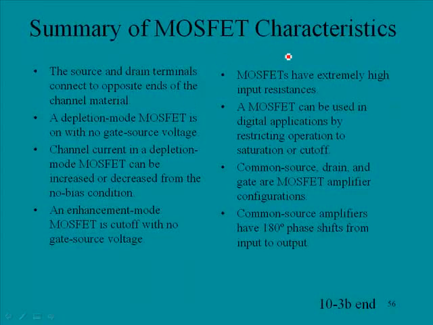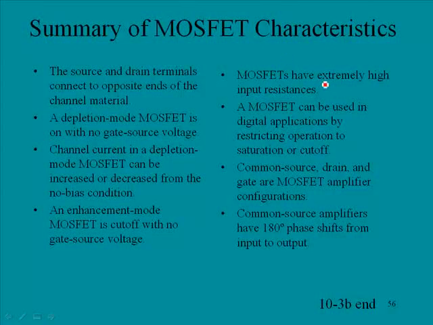Okay, summary of MOSFET characteristics. The source and drain terminals connect to opposite ends of the channel material. A depletion mode MOSFET is on with no gate source voltage. Okay, this is the depletion mode. Channel current in a depletion mode MOSFET can be increased or decreased from the no bias condition. An enhancement mode MOSFET is cut off with no gate source voltage. Okay, that's kind of like what we had with bipolar, that with no input, there was no output.